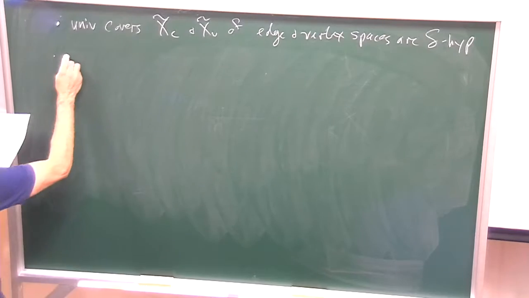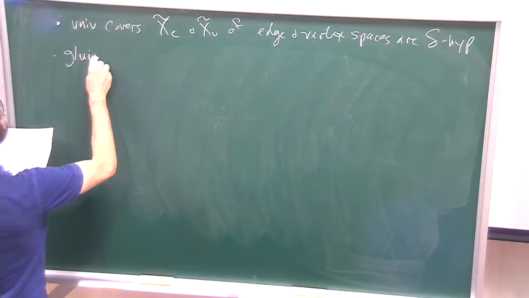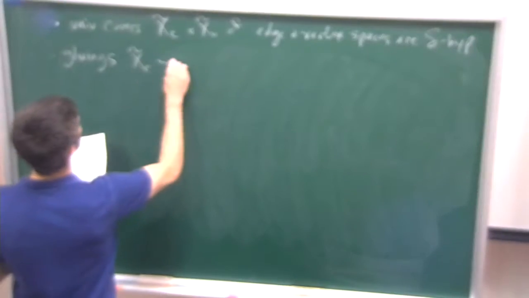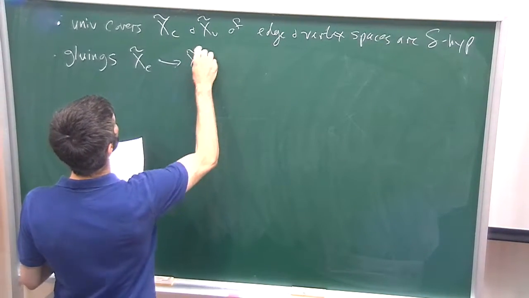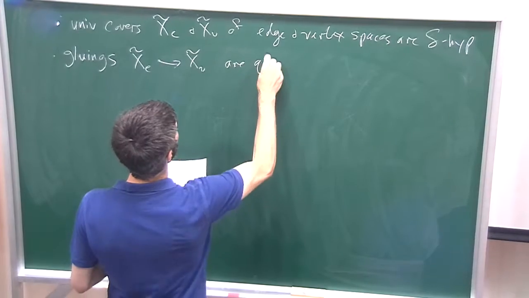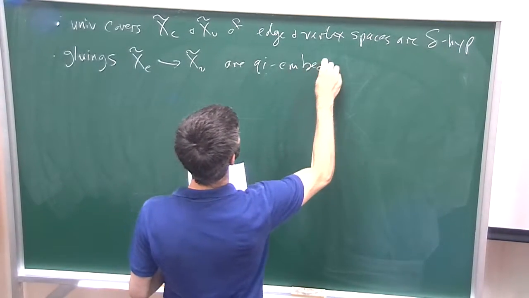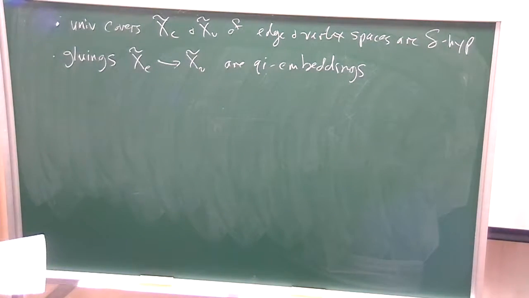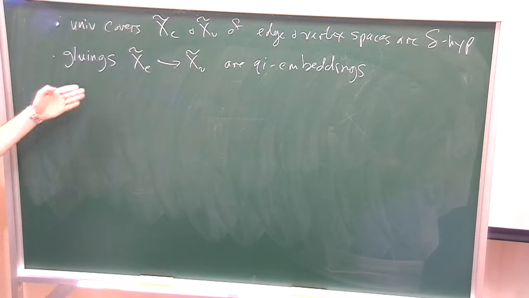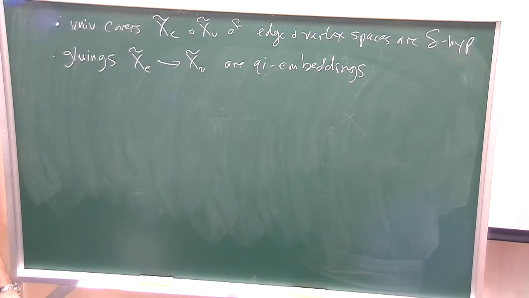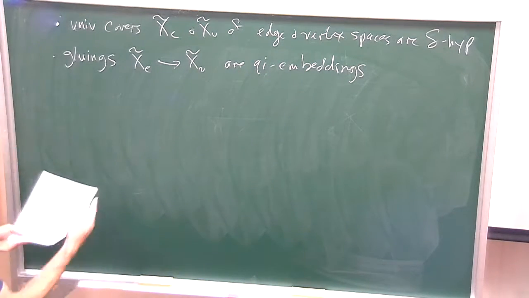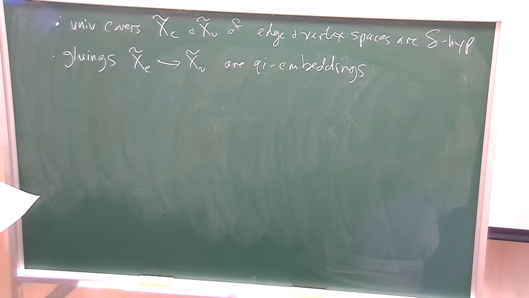Okay, let me suppose that the gluings, where I glue these gadgets in, are QI embeddings. Remember there are these attaching maps that I get when I build my graph of spaces. I lift that to the universal covers, and I'm gluing these gadgets into those spaces, and I want that to be a quasi-isometric embedding. So I want to do the gluing in a way that respects the geometry.